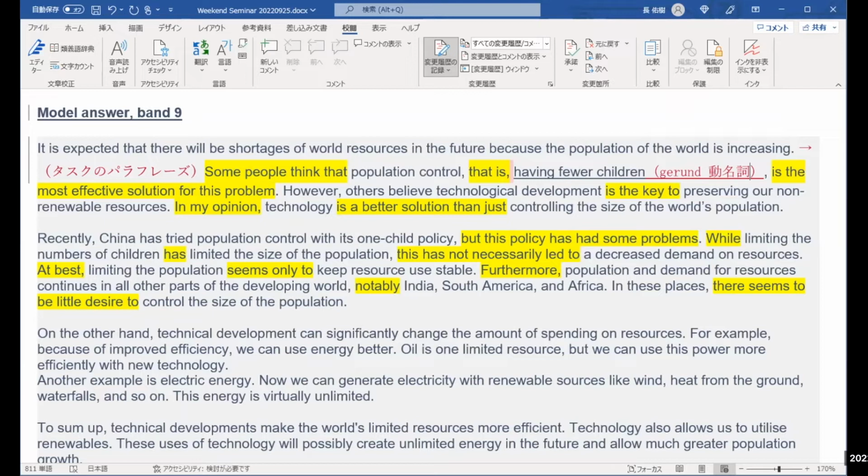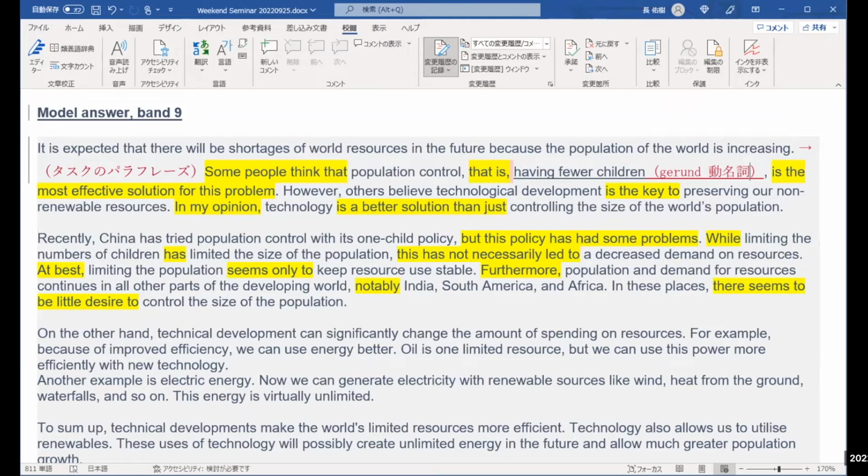Now imagine we're writing an essay about education, for example. Some people think that better schools, okay, we're talking about improving education, better schools. And now I'm going to explain better schools. That is, employing more teachers. That is, better training for teachers. That is, providing more money for schools. Do you see here, I've used the gerund to explain what the issue is. Population control, having fewer children. Better schools, employing more teachers.